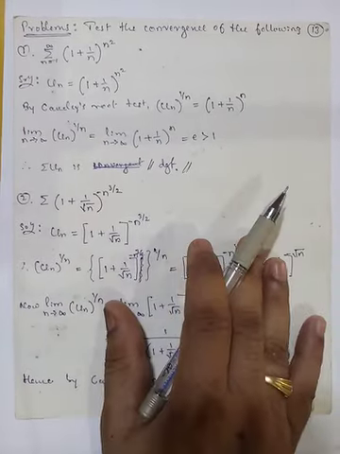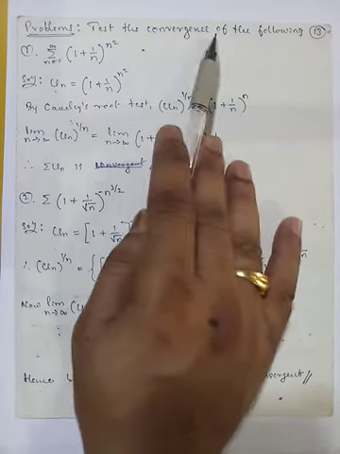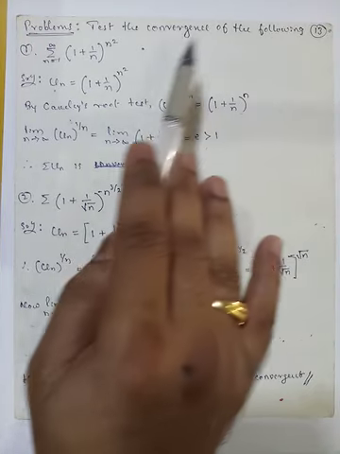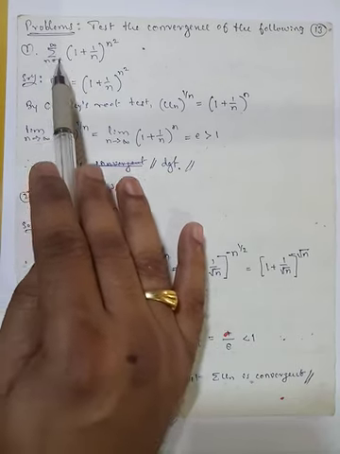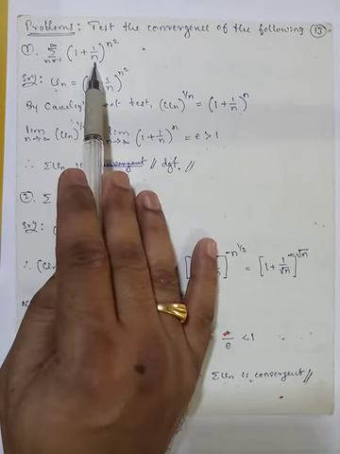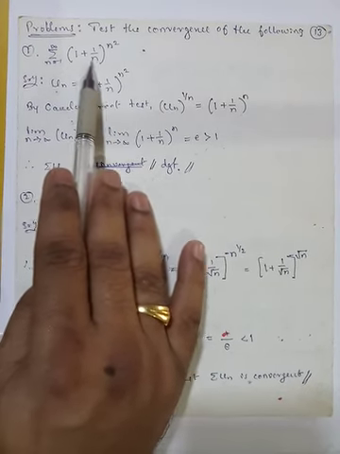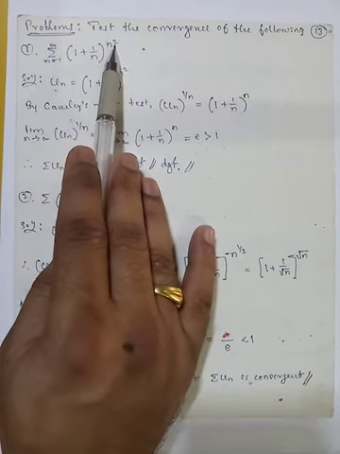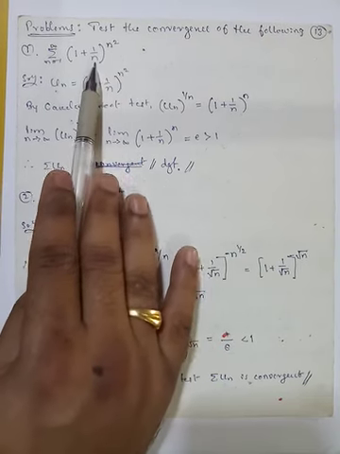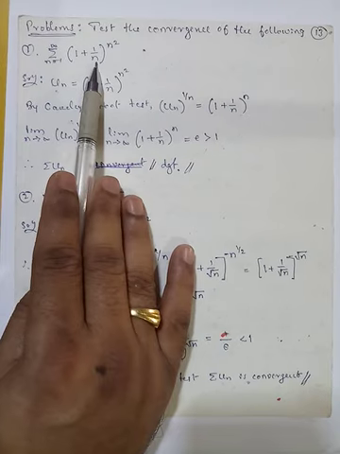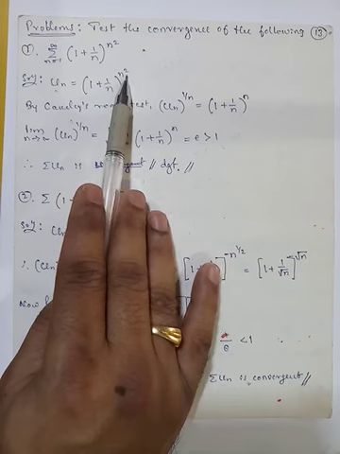So here is the first problem. The question will be asked as: test the convergence of the given infinite series, summation n equal to 1 to infinity of (1 plus 1 by n) to the power n square. So this is f of n, a function of n, and the power of this is also a function of n. When this is the case, we apply the Cauchy's root test. So our un is (1 plus 1 by n) to the power n square.